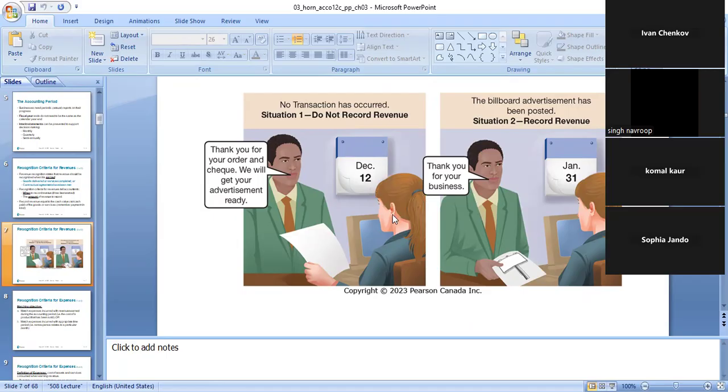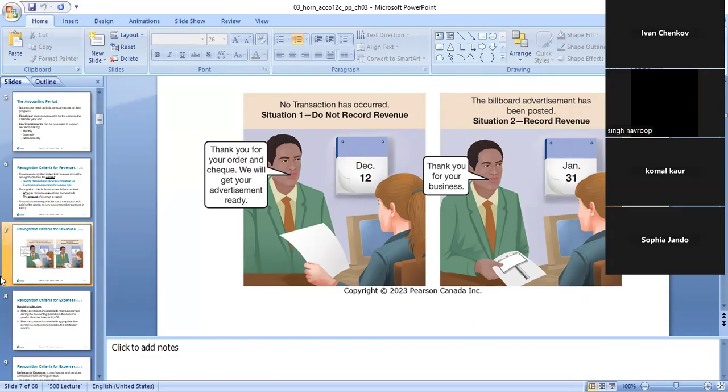So did the company have to record any revenue in this case? He paid for it. In this case, no. Why? Because nothing has been posted yet. On January 31st, when the advertisement was actually run for the entire month, how much of the revenue can the company recognize now? The whole amount. Make sense?